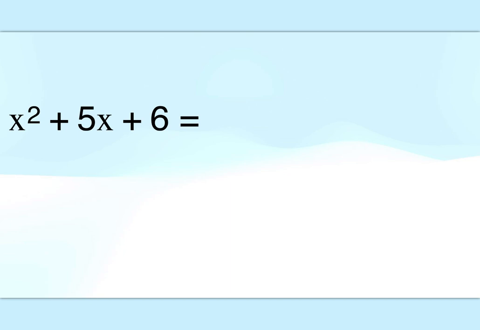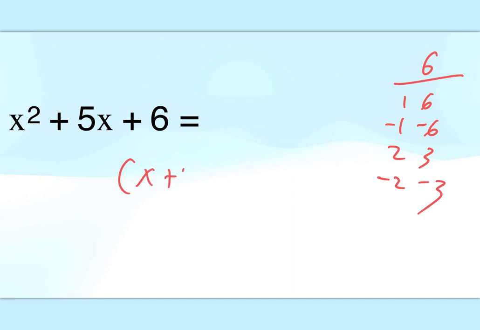Same idea. What number are we starting with? 6. Is it positive or negative? It's positive, which means they're both positive or both negative. 1 and 6, negative 1, negative 6. 2 and 3, negative 2 and negative 3. Which pair adds to positive 5? 2 and 3. It factors to x plus 2, x plus 3.